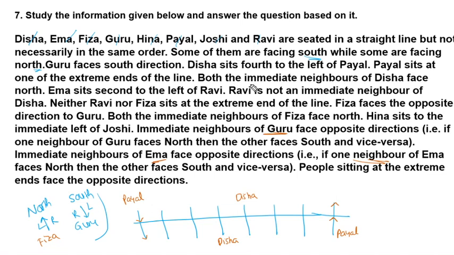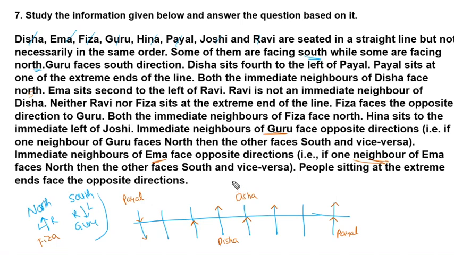Then both the immediate neighbors of Disha are facing north. Immediate neighbors means left as well as right. So Disha is here in this possibility, so these two are facing north. Similarly, in the bottom possibility, these are the immediate neighbors of Disha and they are facing north.